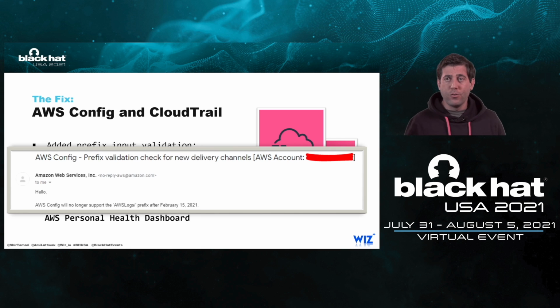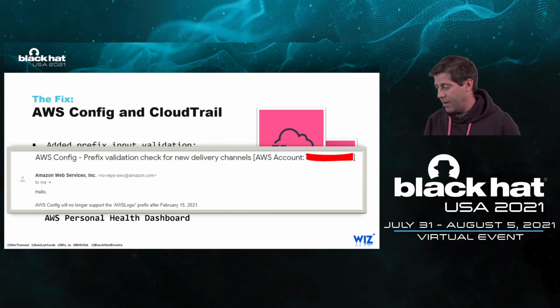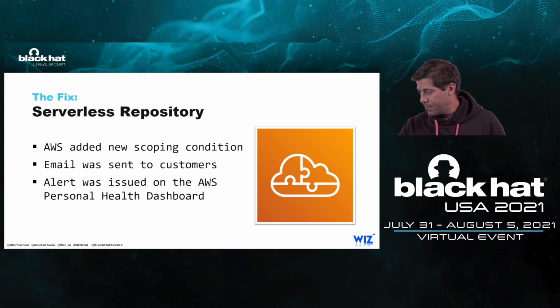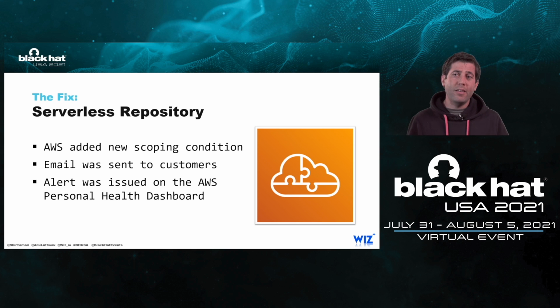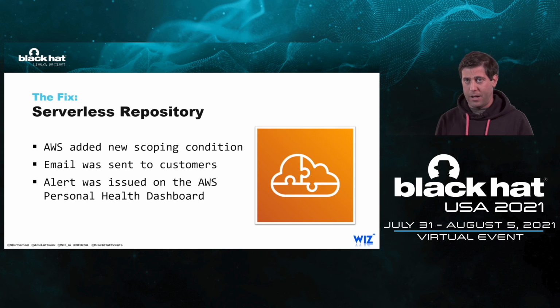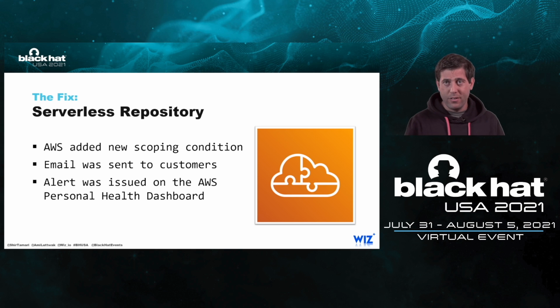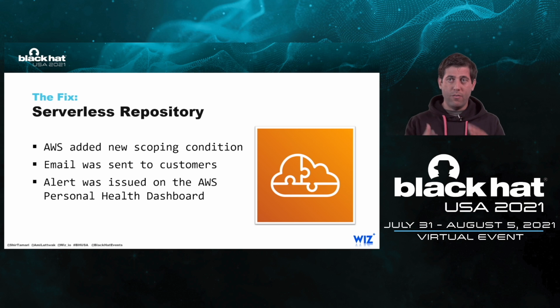This is the kind of notification that AWS sent customers, saying that this kind of prefix, AWS logs, will not be available after this date. So now to the second vulnerability that was fixed. That's even more interesting. So AWS did here exactly what you would expect. The problem was scoping, so they added a scoping condition. So you can actually say you can access this bucket from serverless repo, but only from a specific source account.